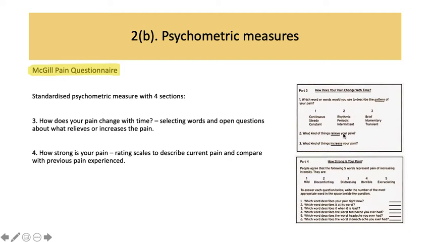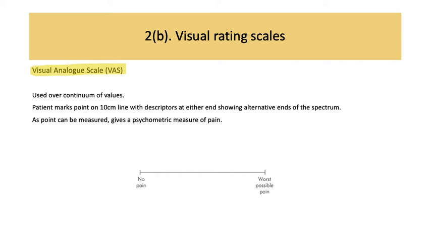And then there are some open-ended questions. What kind of things relieve your pain? What kind of things increase your pain? And how strong is your pain? That's the final section in this questionnaire. How strong is your pain? Rating scales are used to describe the current pain and compare it with previous pain experience. Here they have to fill this in. I don't think you have ever encountered this questionnaire in Brunei. They don't really use this. The most common method is basically self-report measures, which is the interview, with the help of pain assessment tools. You've never encountered this in Brunei, I think.